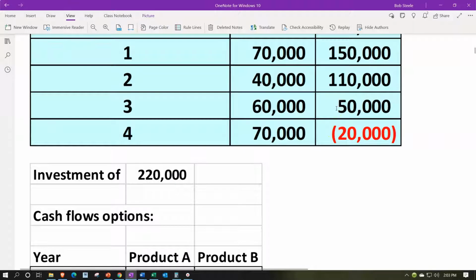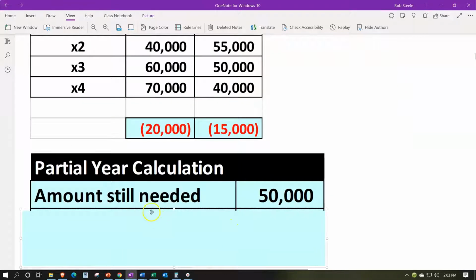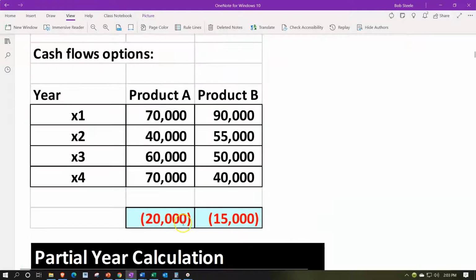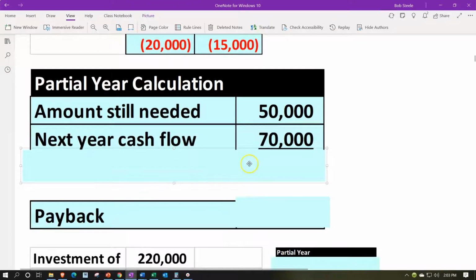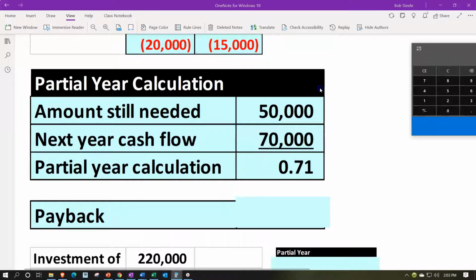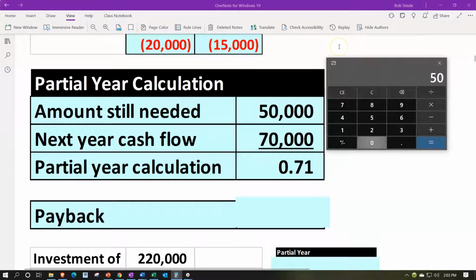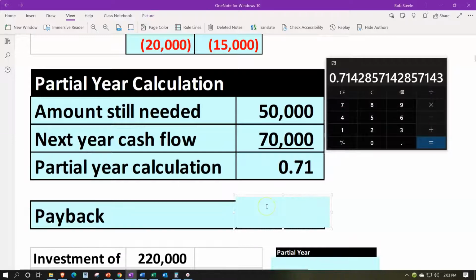We're looking at the point, which happens between year 3 and year 4, where we clear the hurdle and get our money back. So this 50,000 is still what we need after year 3. And then we're going to compare that to the cash flow for the next year, which was 70,000. So 50,000 over the 70,000, that's going to be our fraction of a year. So that's 50,000 divided by 70,000. It's going to give us about 0.71. So the payback period then is going to be 3 years plus 0.71, or 3.71 years.